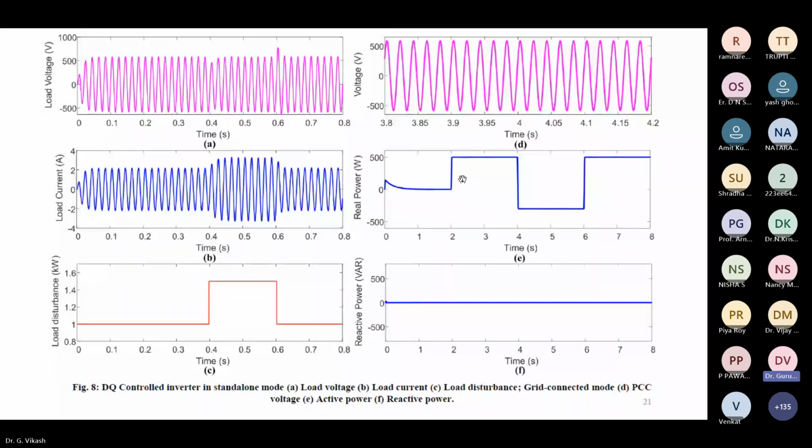Suppose, if you see figure E, the real power is initially 0 up to 2 seconds. From 2 to 4 seconds the real power is 500 watt. So our inverter has to inject 500 watt into the grid. These are the results of the DQ control inverter in both standalone and grid connected mode.